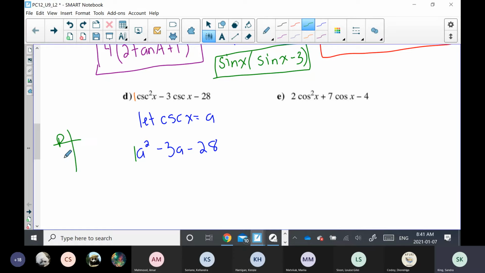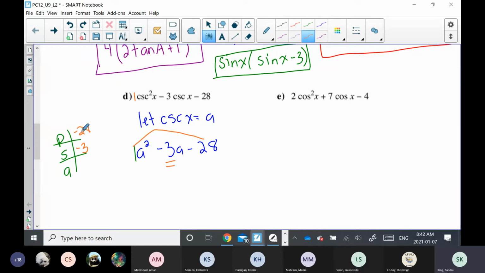Set up your chart: product, sum, answer. And remember, this is your A value, this is your C value. So you're always looking for the product of negative 28 times 1. We're looking for what two numbers multiply to negative 28 and sum to negative 3.